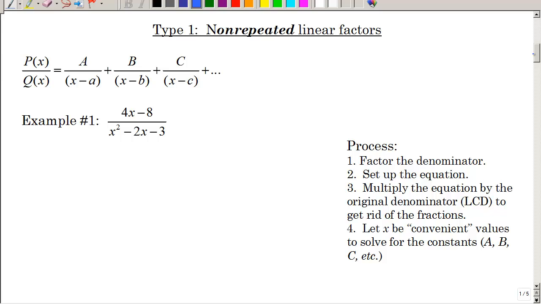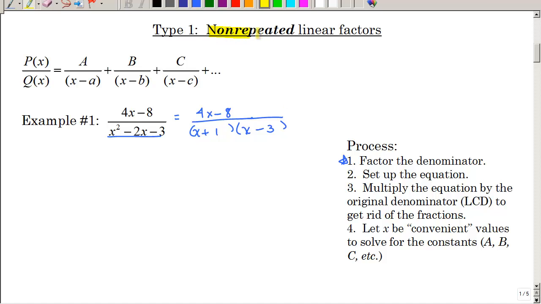What are non-repeated linear factors? You're going to look at the denominator and we're going to factor it. So step one is to factor the denominator. So we have 4x minus 8 over a denominator. How do you factor that denominator? It's going to be x plus 1 times x minus 3. Now you should be going, well, this is the fraction we just did. So yes, we should know where 4x minus 8 comes from, the very first thing. Let's see if we can get there.